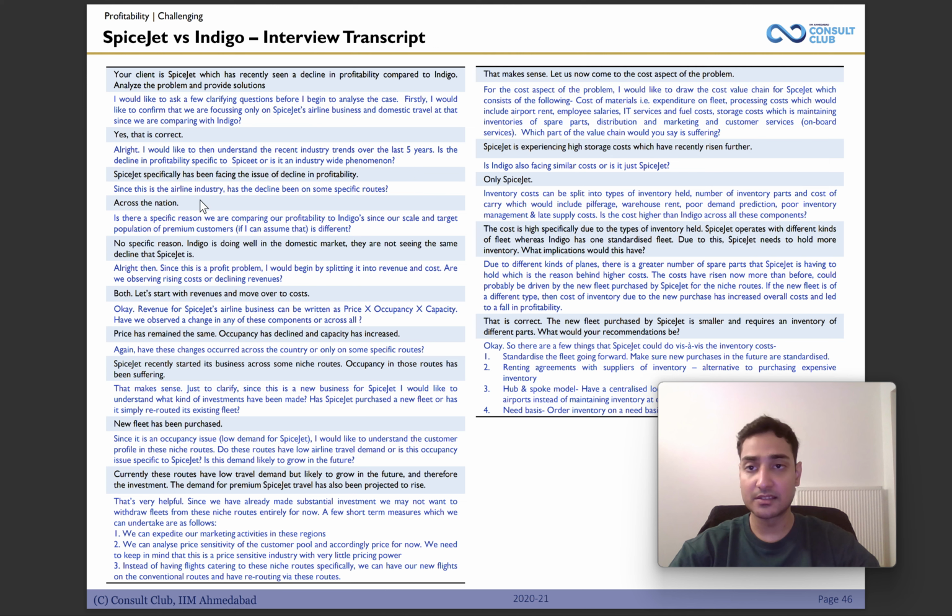Since this is the airline industry, has the decline been on specific routes across the nation? Is there a specific reason we are comparing our profitability to Indigo, since our scale and target population of premium customers, if I assume, is different? No specific reason. Indigo is doing well in the domestic market. They are not seeing the same decline that SpiceJet is. All right then. Since this is a profit problem, I would like to begin by splitting it into revenue and cost. Are we observing rising cost or declining revenue?